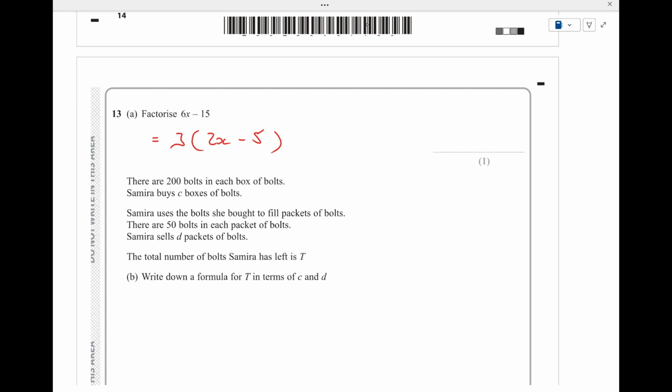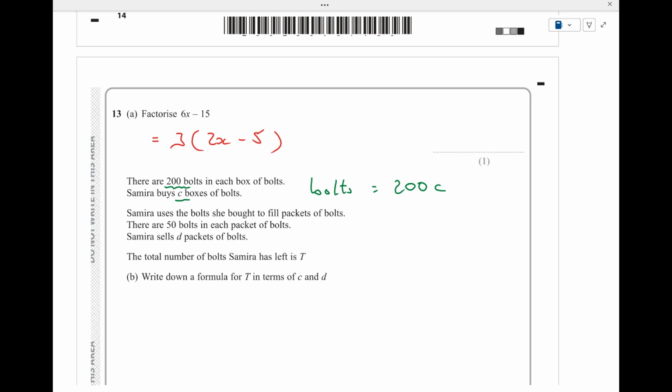There are 200 bolts in each box of bolts. Samira buys C boxes of bolts. Wait a minute. Read the question, do some maths. There are 200 bolts in a box. She's bought C boxes. So altogether, she has bought how many bolts? Well, if there's C boxes and 200 in each, she has bought 200 times C bolts. 200C bolts.